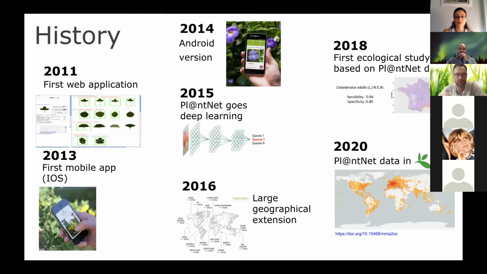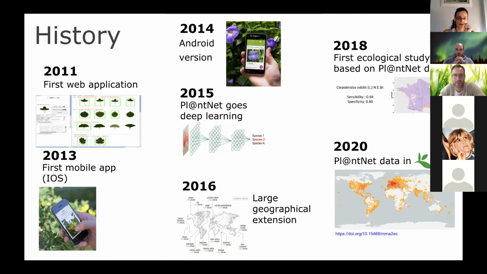So this is just a brief history. We started in 2011, and we had a first web application at that time, which was really on leaf scans, and that we probably have to admit was working very badly compared to what is feasible today. And the progress in less than 10 years has been amazing. Because the technology progressed, the people contributed data and revised data, and the system grew.